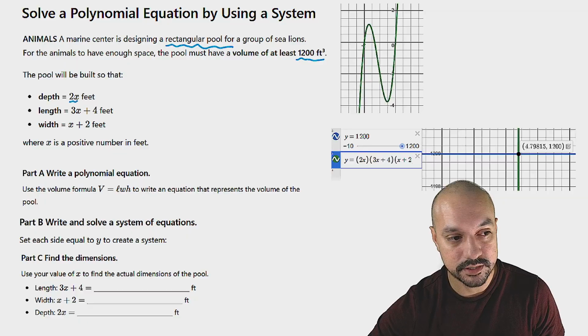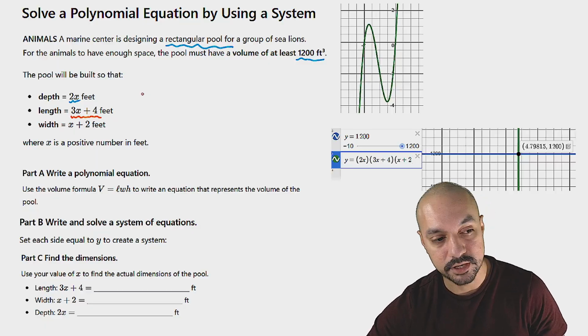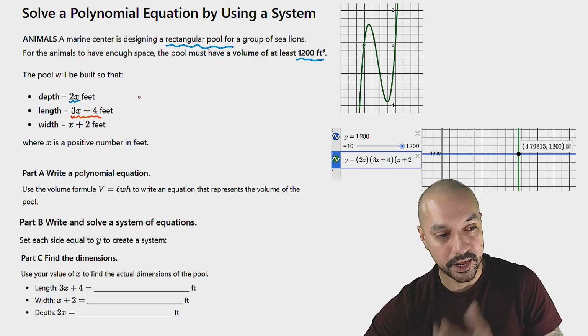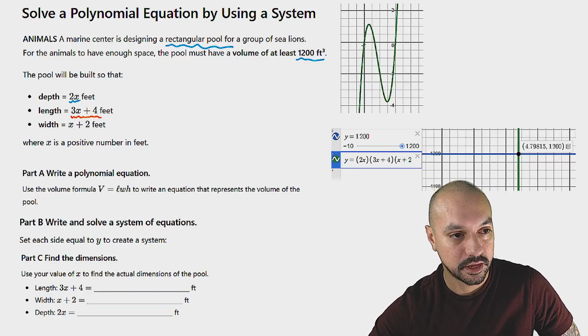Depth can vary. Depth is going to be 2 times whatever x is. Length is going to vary. Length is going to be 3 times whatever x is, plus 4. And our width is also going to vary.